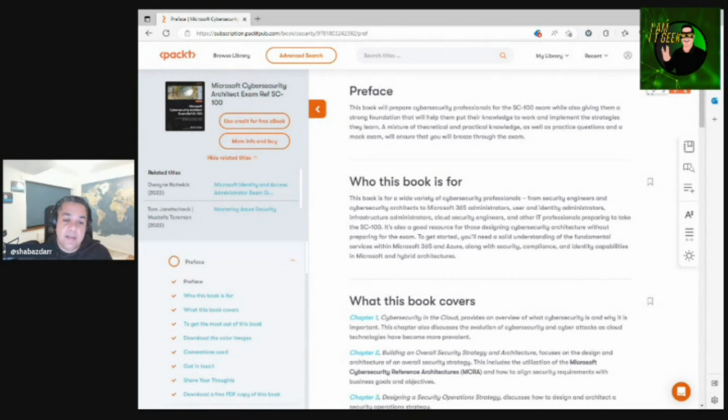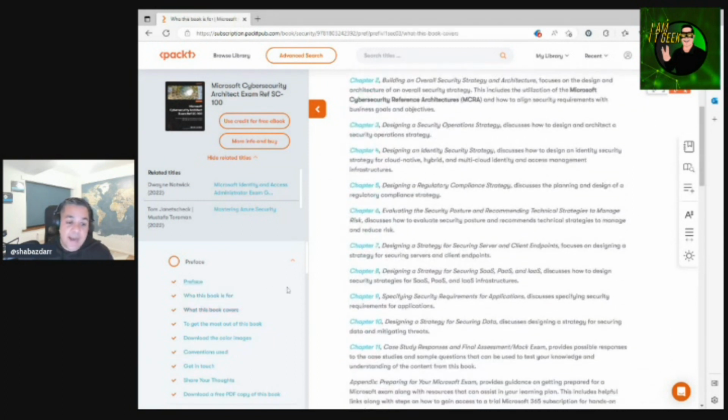Cybersecurity professionals, security engineers, architects, security architects, people within the identity space. What it's not for is novices. If you're just starting off in security, I do not recommend this book. It is the architect level exam, so you really need to do the beginner level before. This is for administrators, people who have been in the industry and know security.